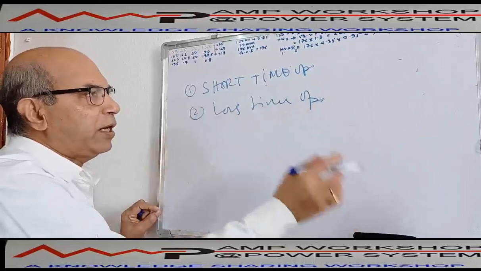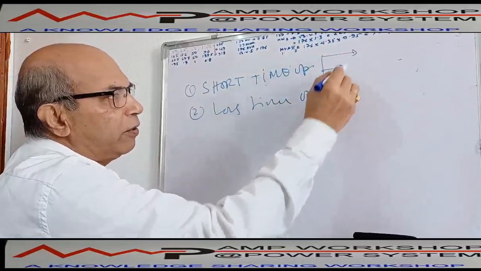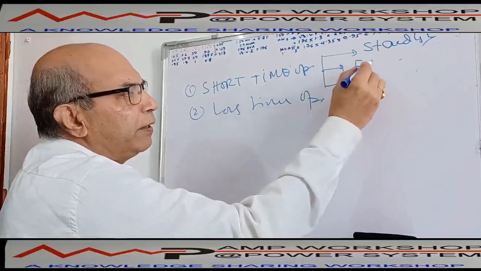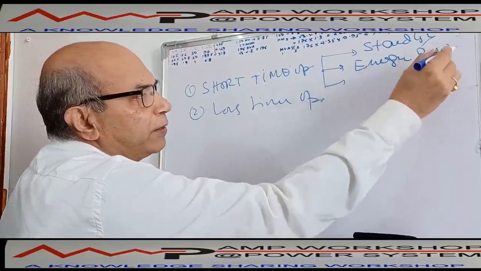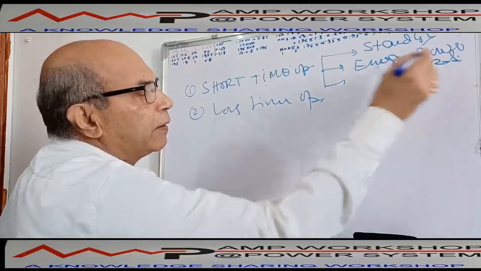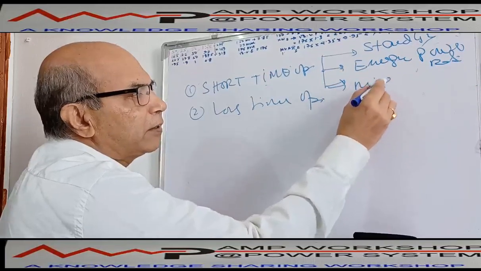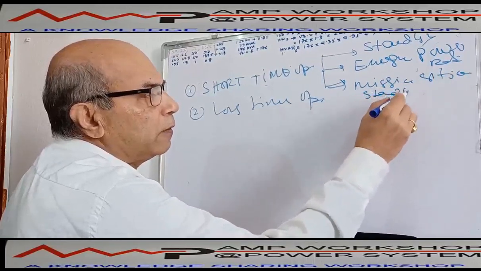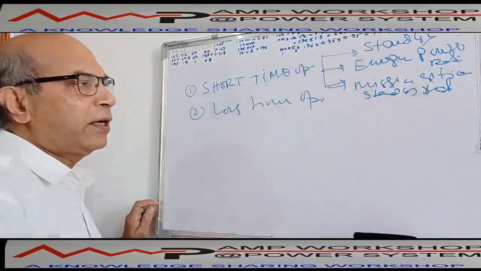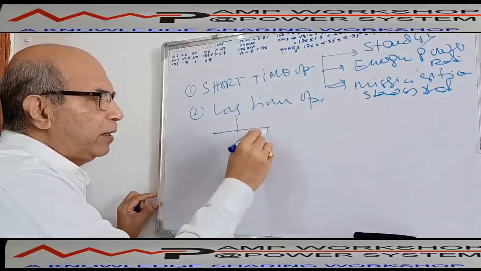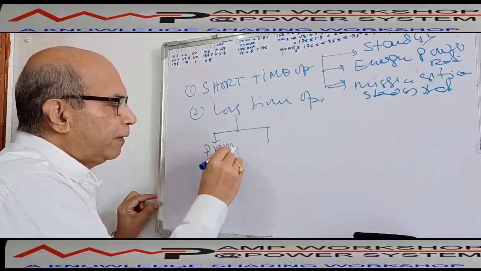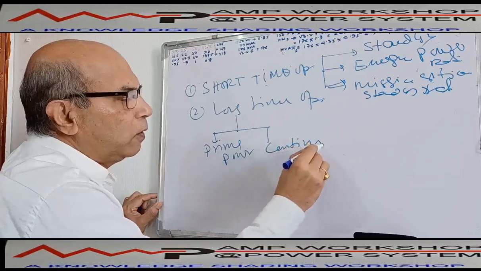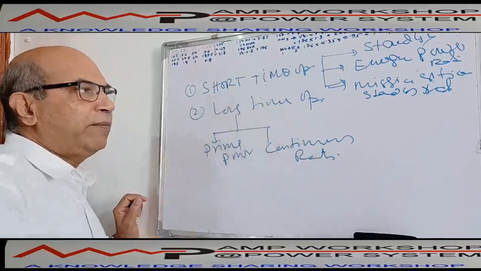The short time operation category is divided into 3 different categories. One is called standby rating. Another is called emergency power rating, EPR, and the third is mission critical emergency service, mission critical standby rating. These are the 3 categories of rating for short time. In the long time category there are mainly 2 ratings. One is called prime power rating, and the other is continuous rating. These are mainly the five types of rating.